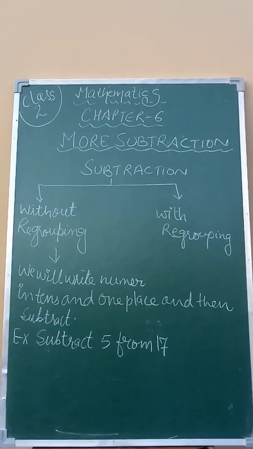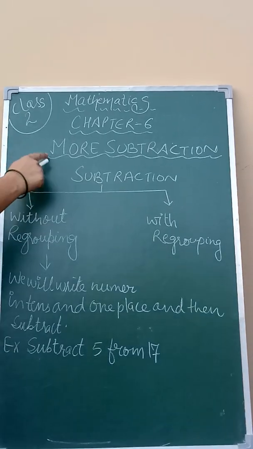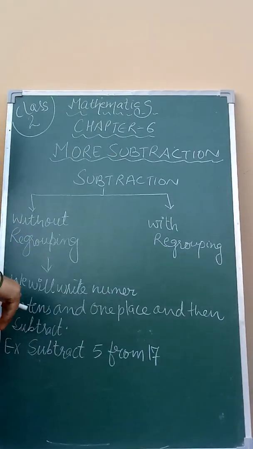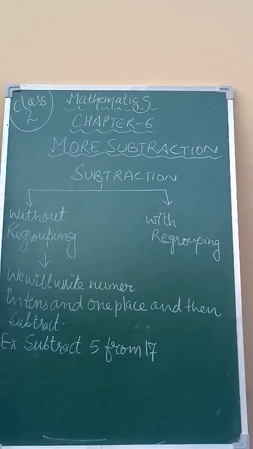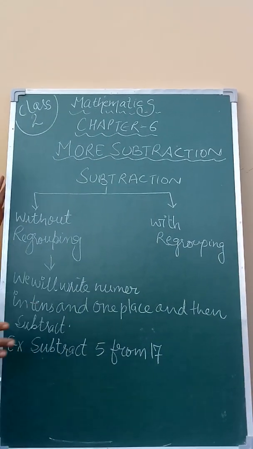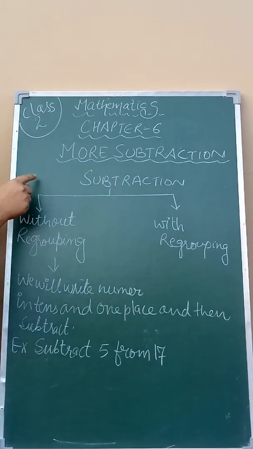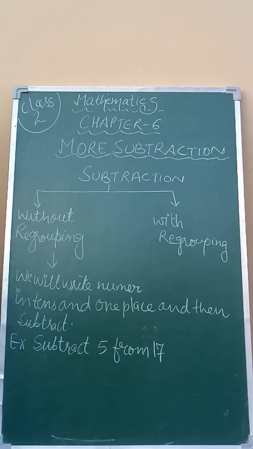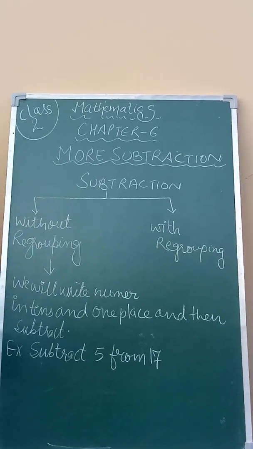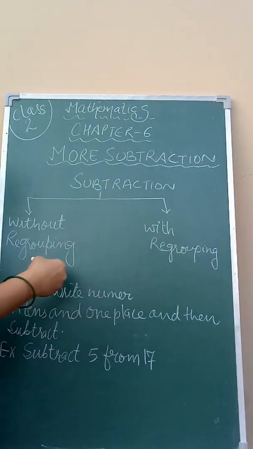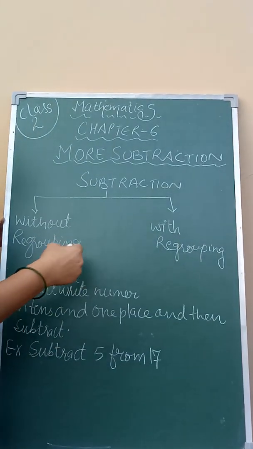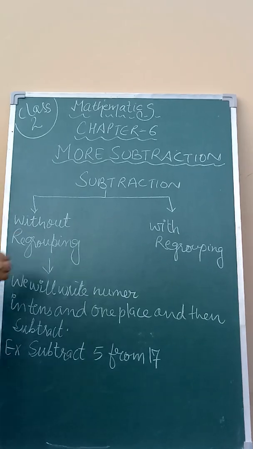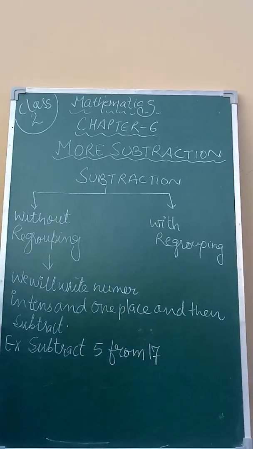Today again I am here with a new topic, that is more subtraction. Subtraction we have done, but more subtraction means something new, different methods. In the previous chapter we have done a lot of methods to do the subtraction: by drawing dots, slanting lines, hopping lines, counting on, counting back. A lot of methods are there, but two methods are still left, and these are the methods that we use in the bigger classes also. In the next classes you have to use these methods, right? So let's start the subtraction.